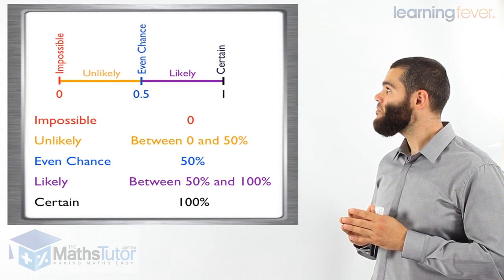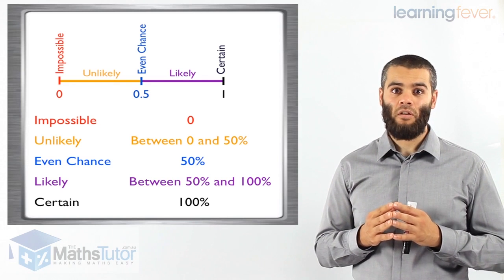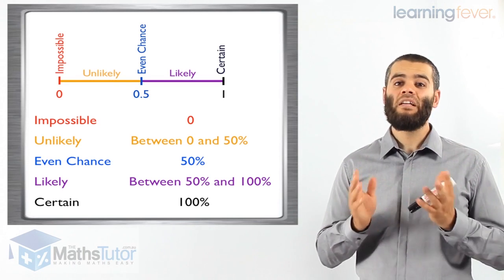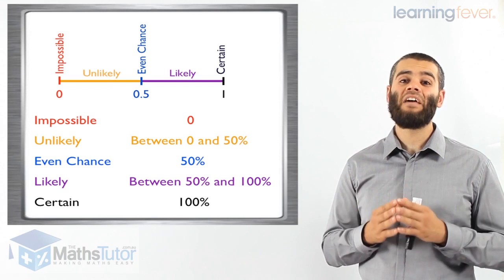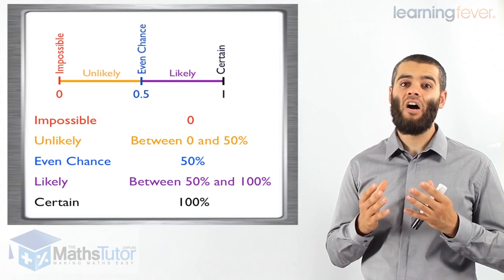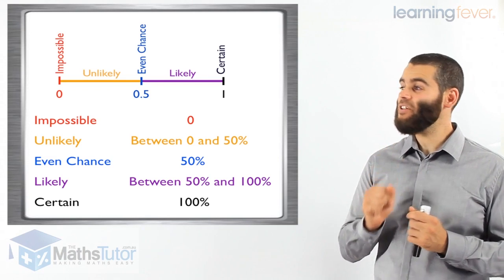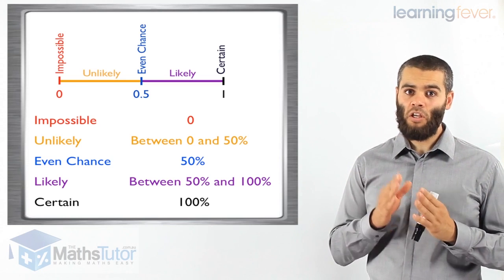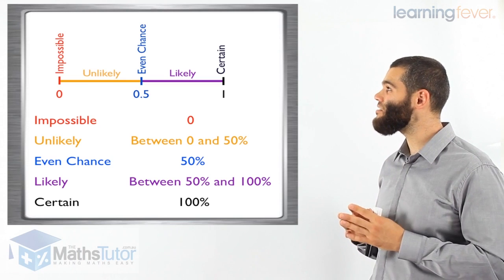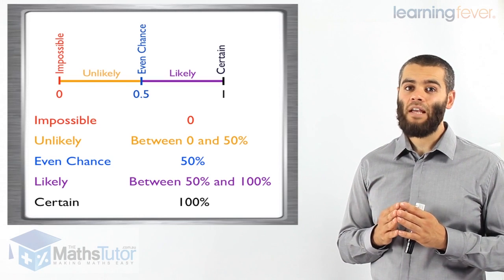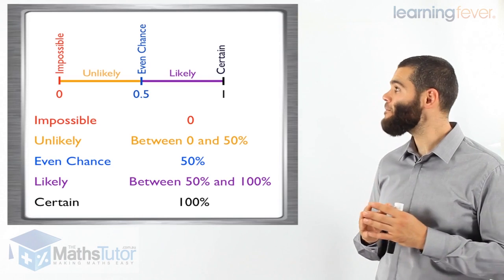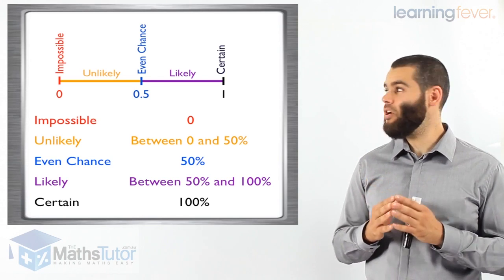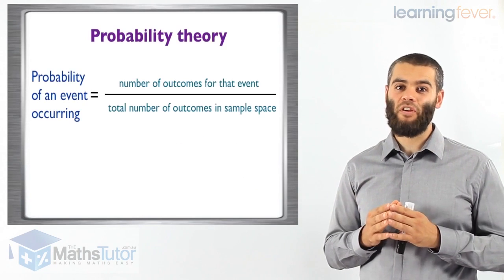Then we have above 50%, all the way to certain. Between 50% and 100%, we call that likely. Likely meaning it has a high chance of happening, a high probability of happening. It's very important that we understand this scale. It starts from 0, impossible, it goes up unlikely all the way to even chance, and then it goes up likely of a chance or of an event happening, up to 100% certain, where it is certain that that event will occur. Let us look at some more theory.